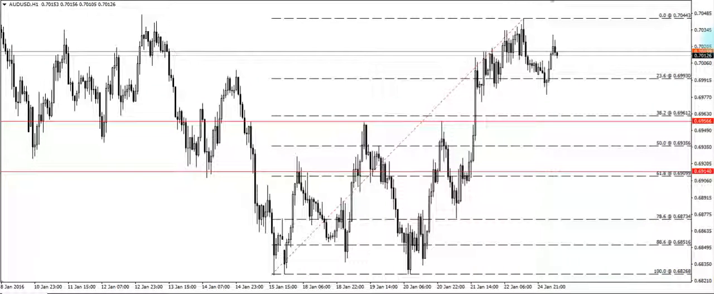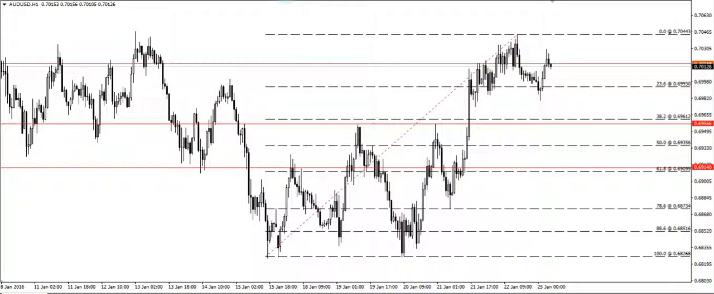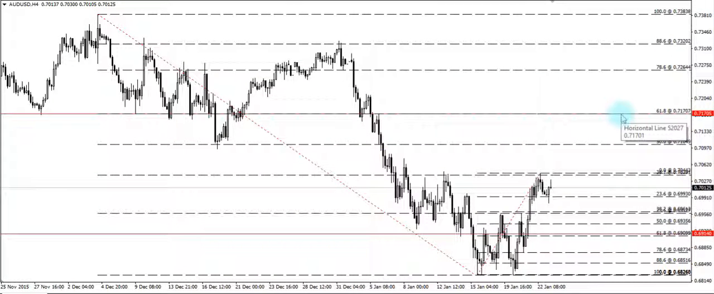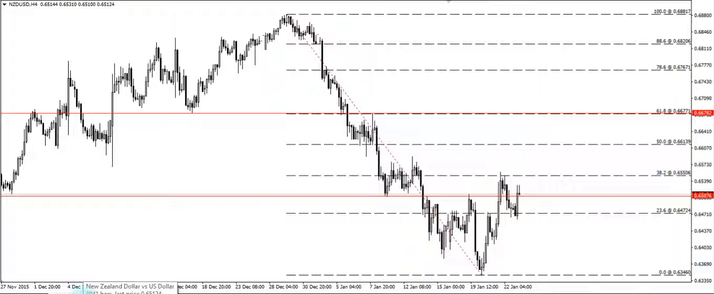And of course we are expecting the price to appreciate all the way to the retracement level of 61.8% based on the 4-hourly chart at the price of 0.7170. So that is for the Australian dollar against the US dollar. Next, let's have a look at the New Zealand dollar against the US dollar.